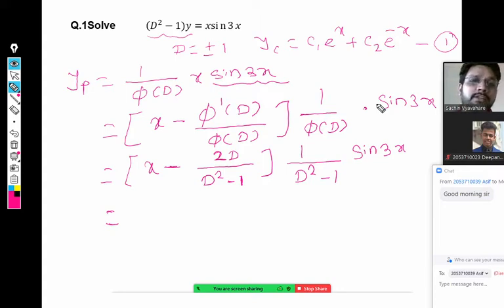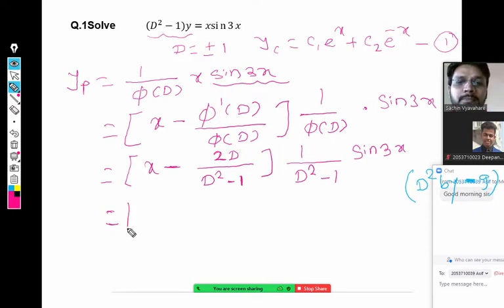So again, this formula is without proof. Already I discussed, you just have to remember this formula. So what is the way to operate this 1 upon phi d on sine 3x? What is the sine 3x upon d square by... we replace d square by minus 9, because it's a trigonometric function. Okay, sir. d square by minus 9.